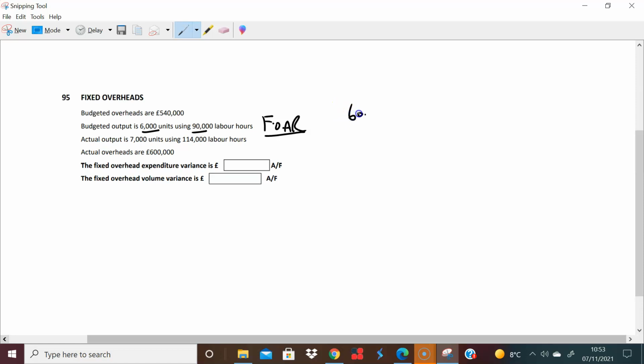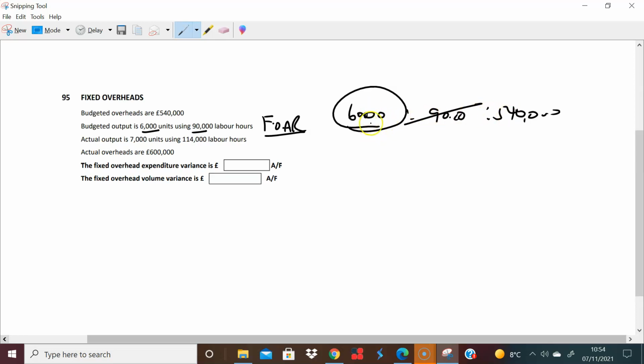So we have 6,000 units for 90,000 labor. I really don't think it matters. I think you can just slash this and just go for units. It's an overhead. You can just argue that the budgeted output is 60,000 and the budgeted overhead is 540,000. You could find the overhead per hour, but it doesn't really matter. I think stick with the units unless you're forced to use the hours.